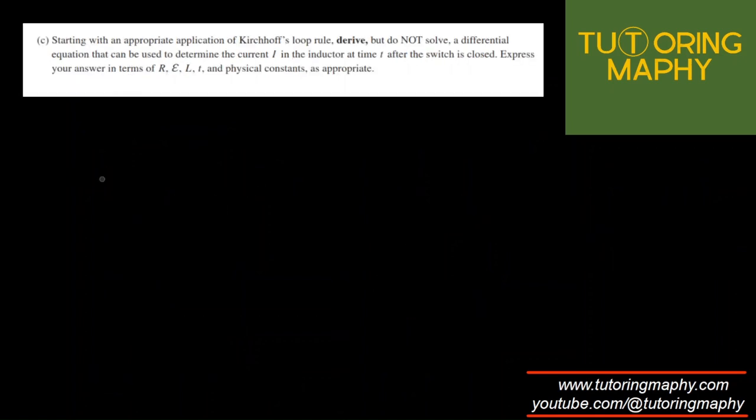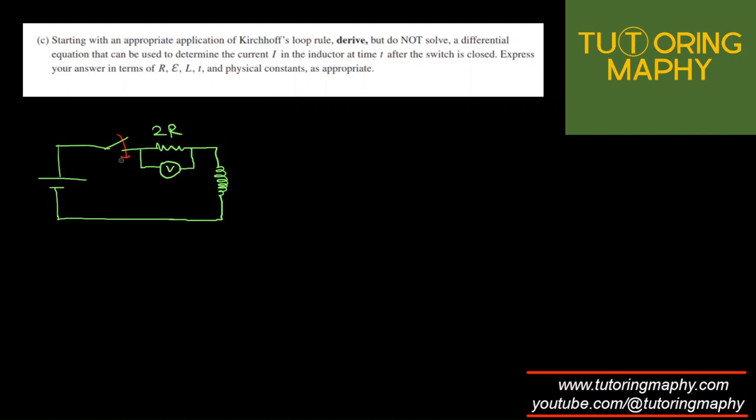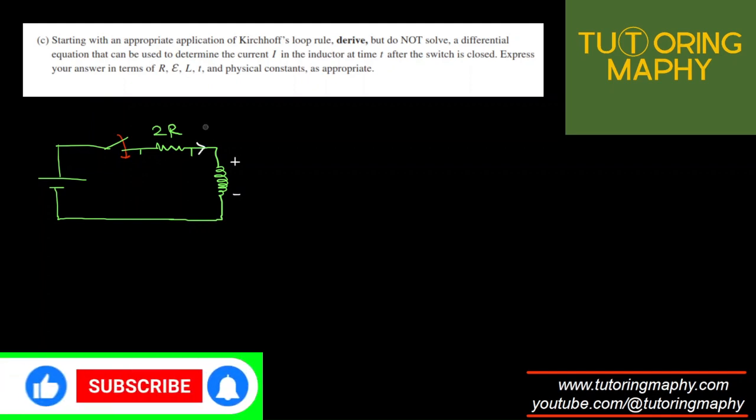Okay. Now I think we copied the situation. As soon as the switch is closed, I think we don't need a voltmeter right now, so let's do away with this. The inductor, as per Lenz's law, opposes the cause, so plus and minus will be induced in this fashion. This is the current I.